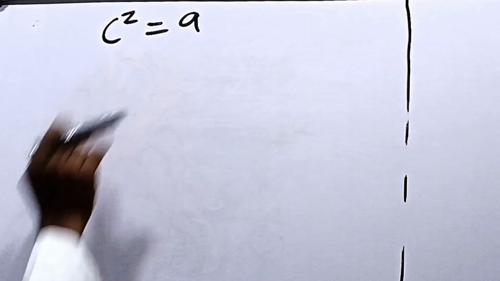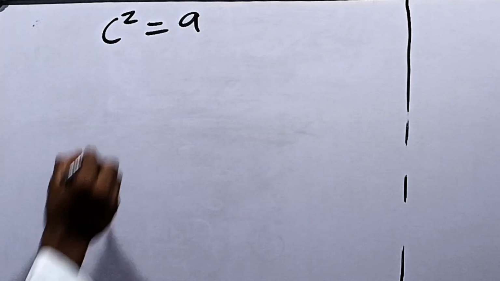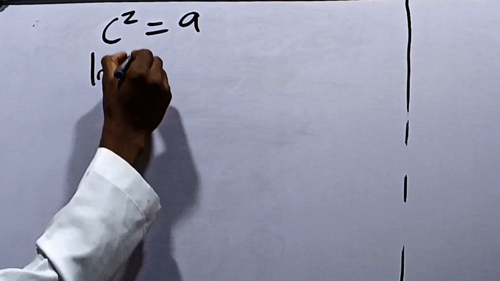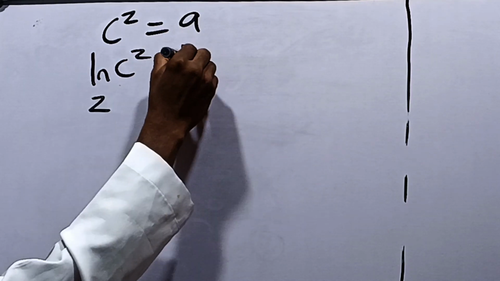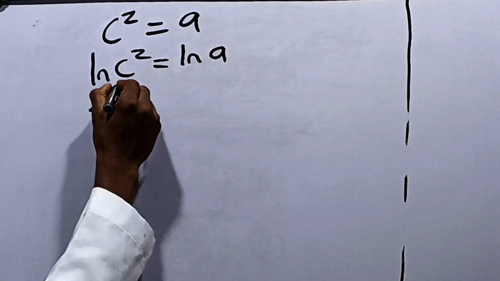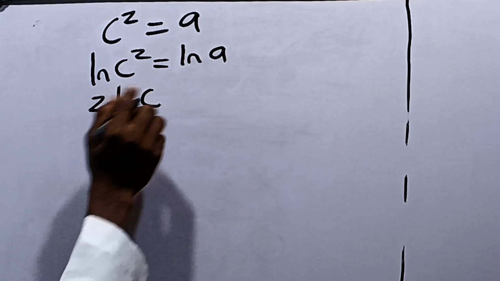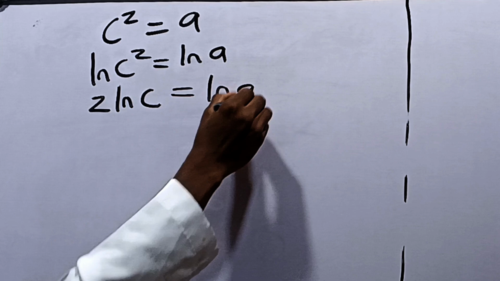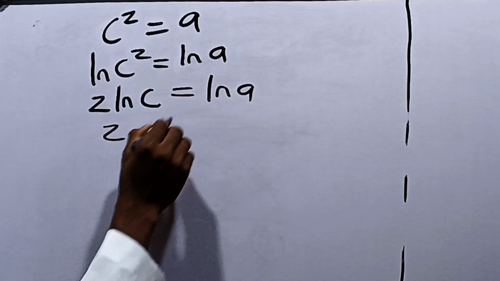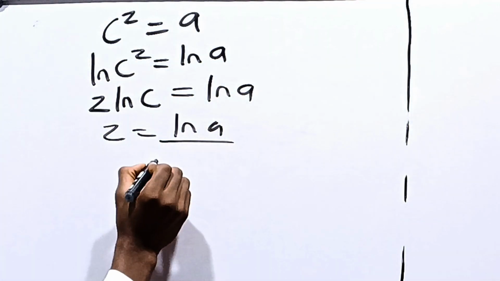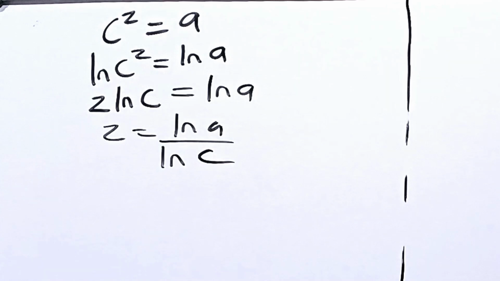So moving on from here, we can say, let's do the same thing for c. So we have ln of c raised power z is ln of a. Z multiplied by ln of c is equal to ln of a. Hence now we have z is equal to ln of a divided by ln of c.